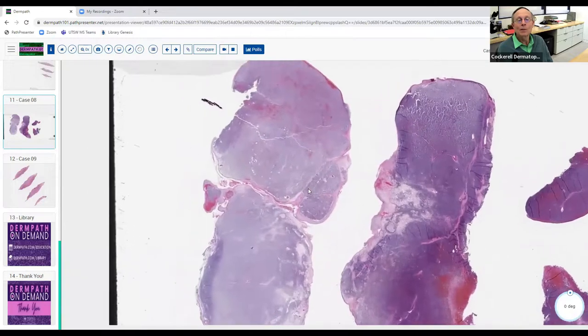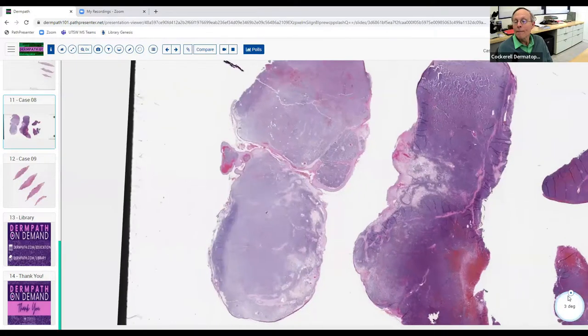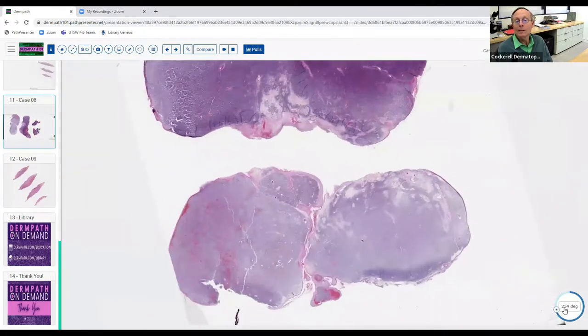Now we have a different color cell, right? I'm not even sure what the right orientation is here. Probably like this, I guess, yeah.